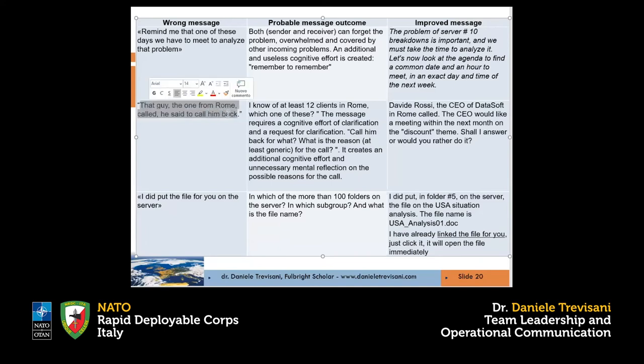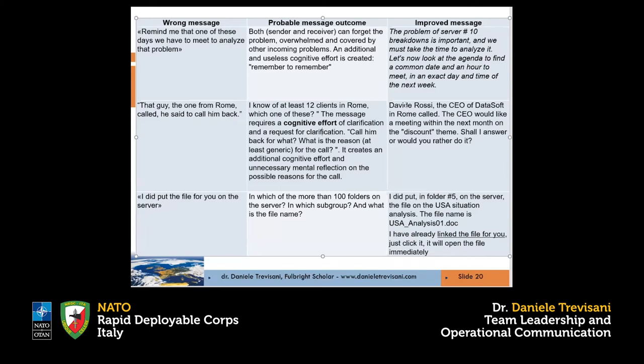Another typical conversation. Oh, that guy, the one from Rome, he called and he said to call him back. Problem. I know at least 12 clients in Rome. Which one is the one that called? So there is a so-called cognitive effort. The cognitive effort is the effort that you do when trying to understand a message.